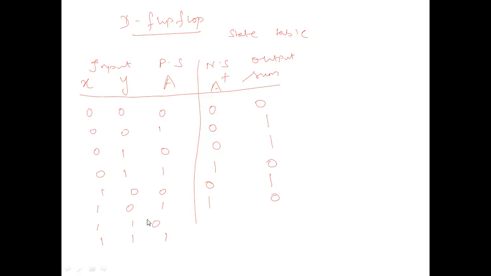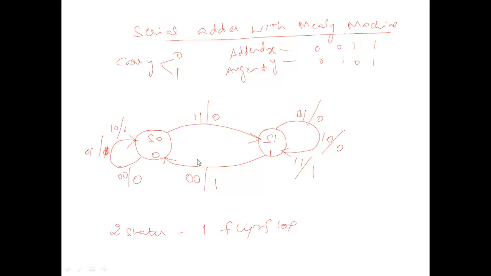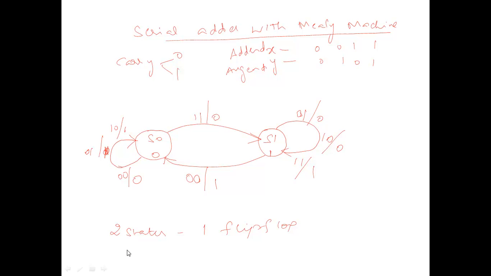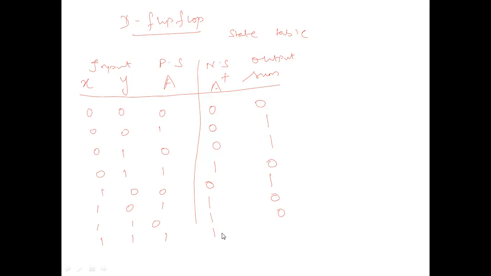Now present state is 0, input is 1, 1 combination. It goes to the next state 1, output is 0. So next state is 1, output is 0. Finally, present state is 1, input is 1, 1 combination. The output is 1 and the next state is 1, both are 1 and 1. So next state is 1, output is 1. We are completing the state table by looking at the state diagram.